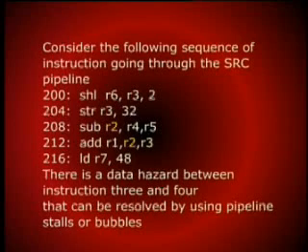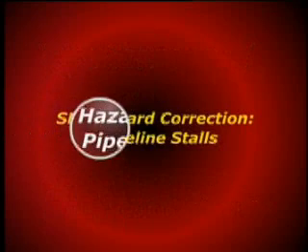There is a data hazard between instruction 3 and 4. That means between the subtract and add instructions. And this could be resolved by using pipeline stalls or bubbles. That means by inserting the no op. Let us look at how it is done.